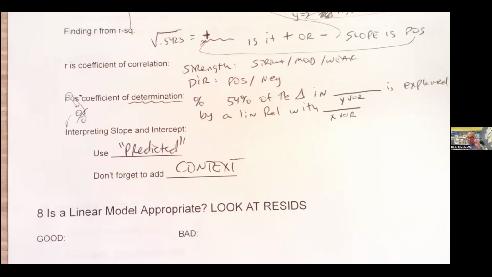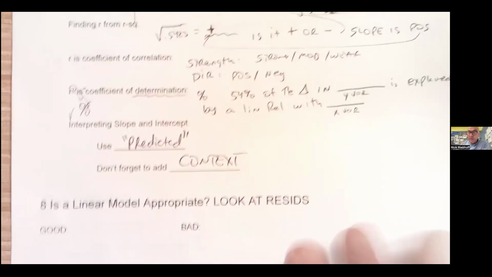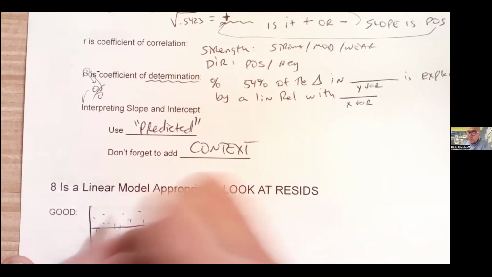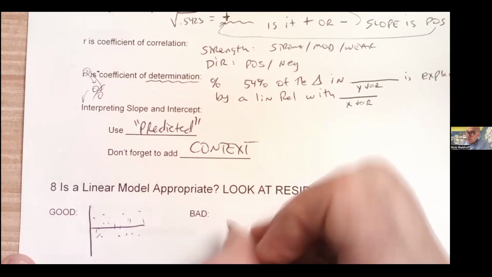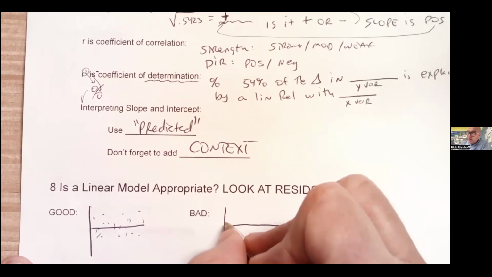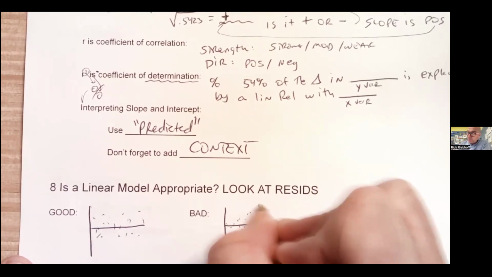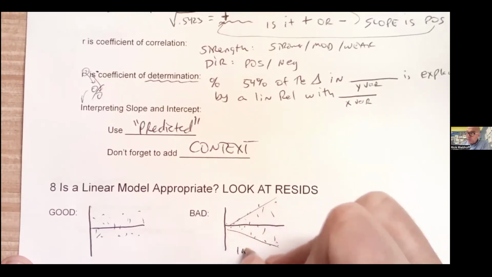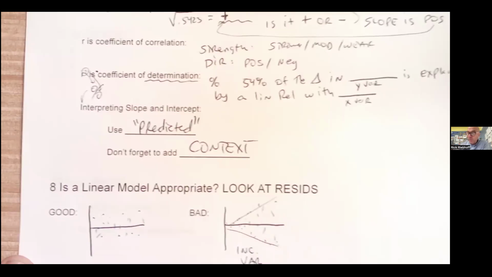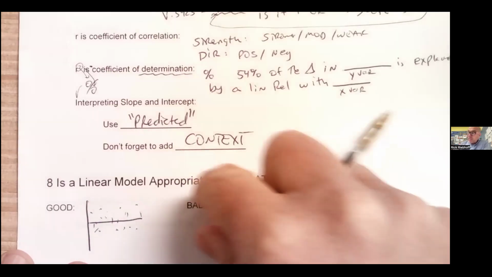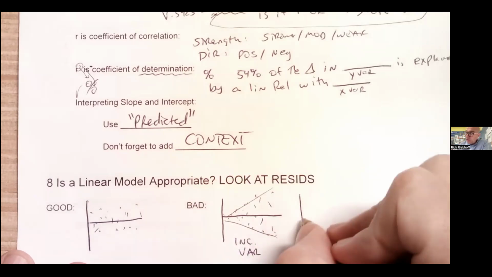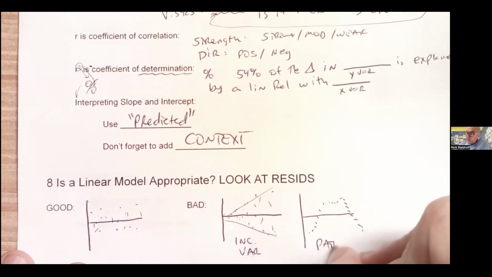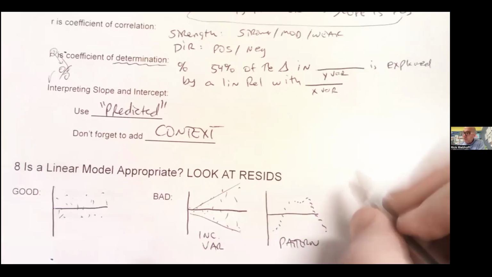Okay. All right. Is a linear model appropriate? Look at the residuals, right? What we want to see is kind of random scatter about the least squares regression. Some bad things in the residuals, right? Remember, this was on the final. We have something like this, a situation with increasing variability. That's bad. We don't want that. We want that variability to stay even. We should not have a pattern in the residuals. Pattern is bad. We don't want a pattern in the residuals.